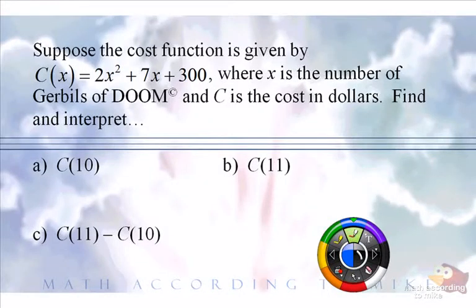Suppose the cost function is given by C of x is 2x squared plus 7x plus 300, where x is the number of gerbils of doom.